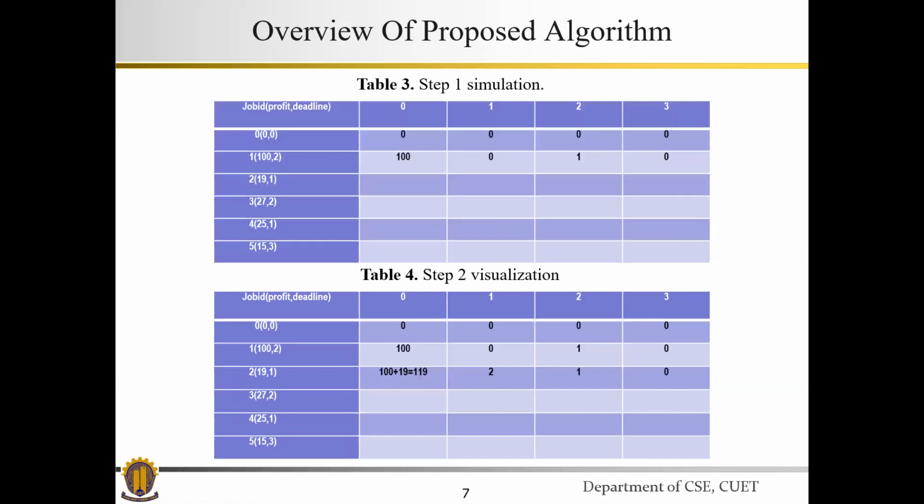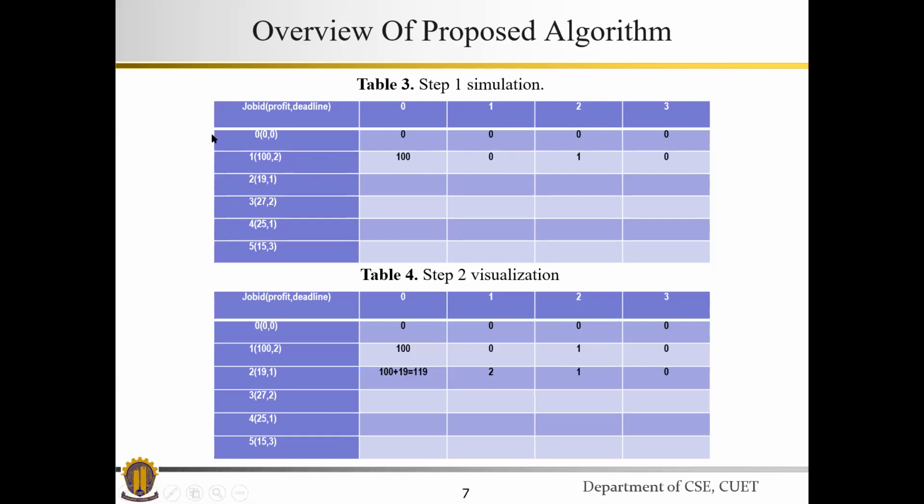Then we'll go to the second row. In the second row, we'll consider three conditions. First, within the deadline. For the first job, the deadline is 2. So we'll traverse from last to first and consider only within the deadline, so we'll consider deadline 2 to 1. So 2 and 1 are within the deadline, so the first condition is fulfilled.